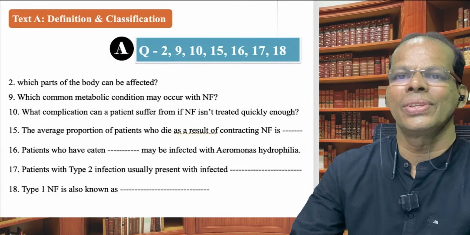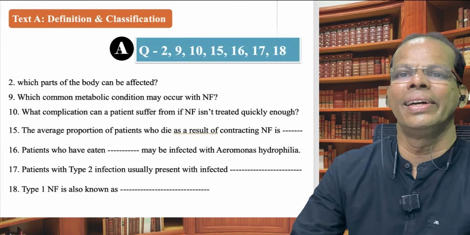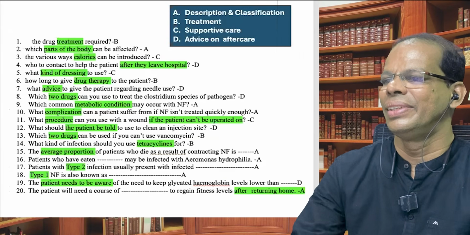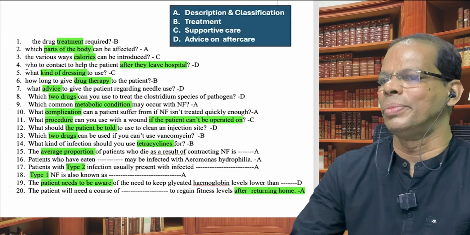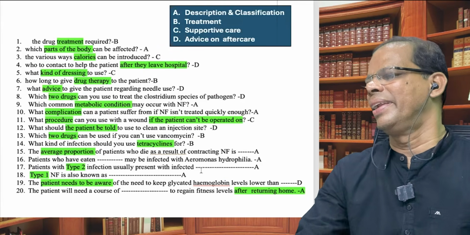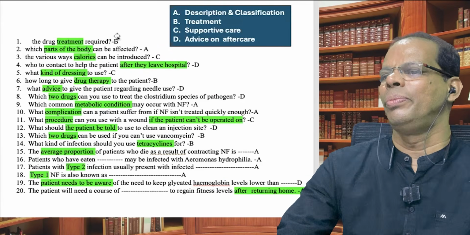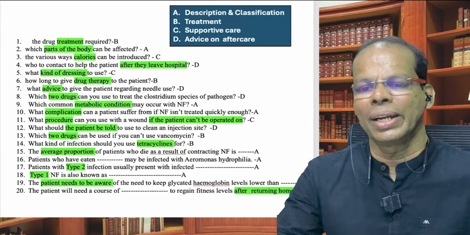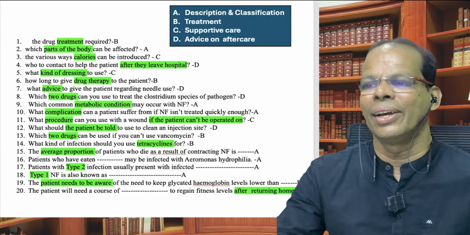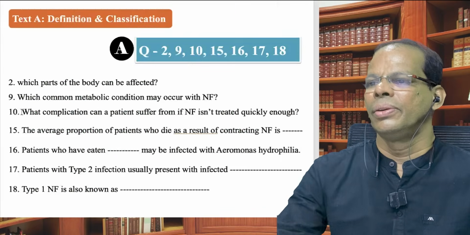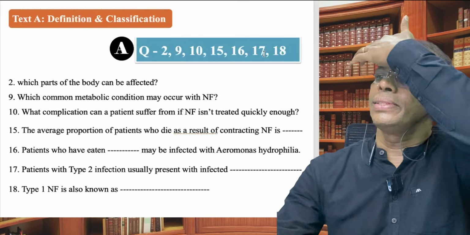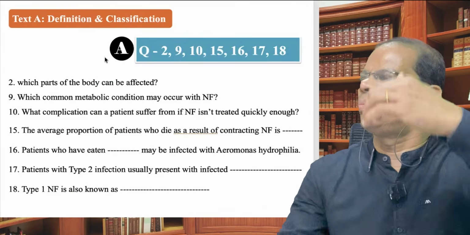You can collect those texts together. Now you have written here A, B, C, D. Right? All the A's should be together, question numbers. Copy and paste there or write down. Then B's together, C's together. That's what I have done here. Questions 2, 9, 10, 15, 16, 17, 18 are from A text.